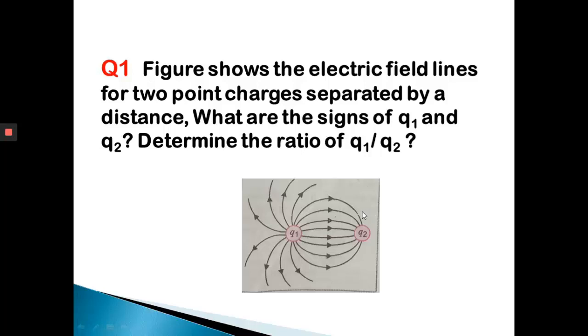Density of field lines we should calculate for both the things. See, for Q2, 1, 2, 3, 4, 5, 6, 7, 8 are there. And for Q1, these 8 are there, along with that, 9, 10, 11, 12, 13, 14, 15, 16 are there. So what will be the ratio? 16 divided by 8, that is equal to 2.